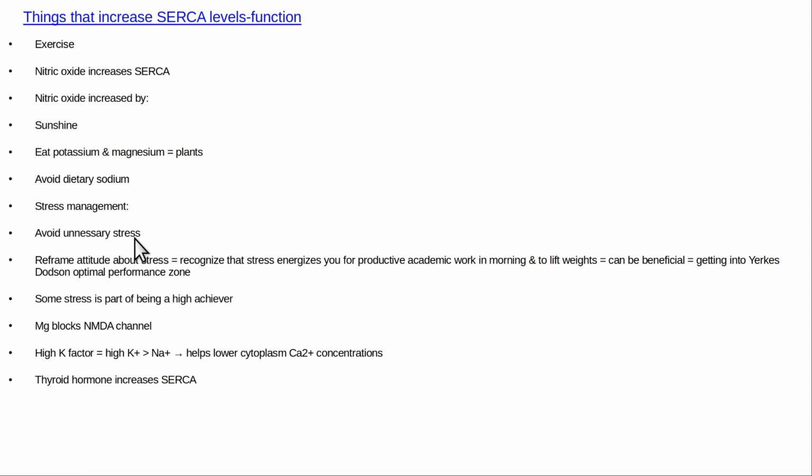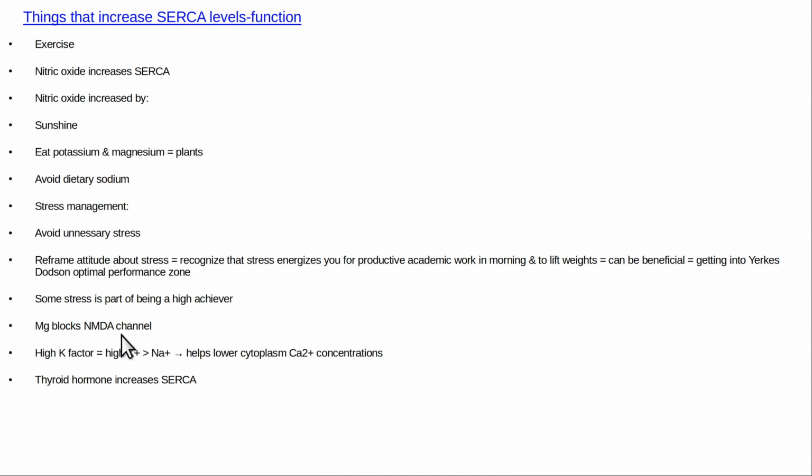Avoiding unnecessary stress. And it's also true that, you know, a little bit of stress can be good. You need some stress to energize you, to be excited about something. That's all good. To do productive academic work, to lift weights, get yourself into the Yerkes-Dodson optimal performance zone. We talked about that before. Some stress is part of being a high achiever. So you want that. You just don't want excessive amounts, unnecessary stress.